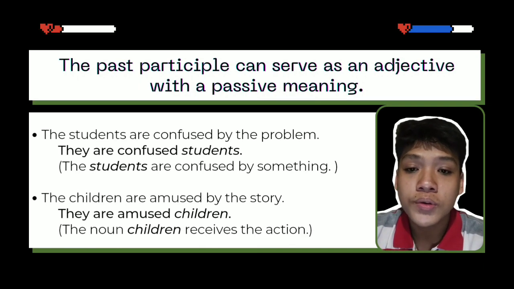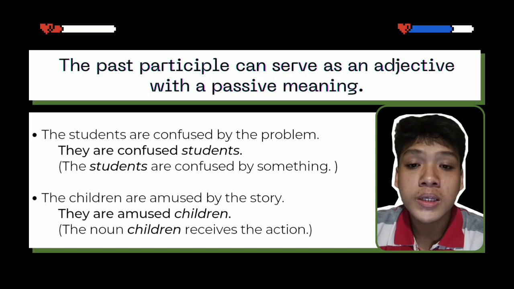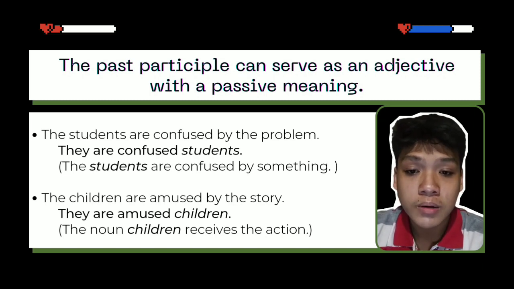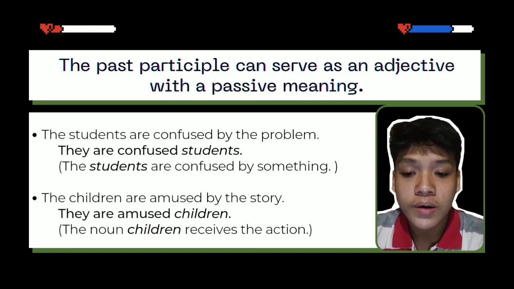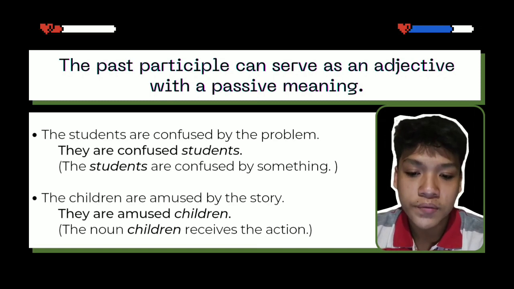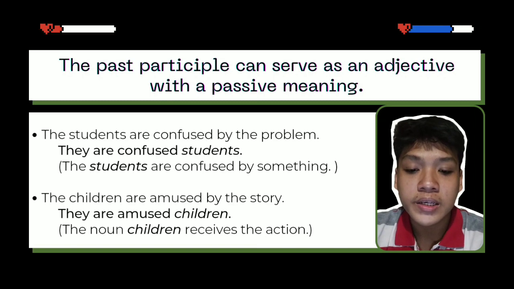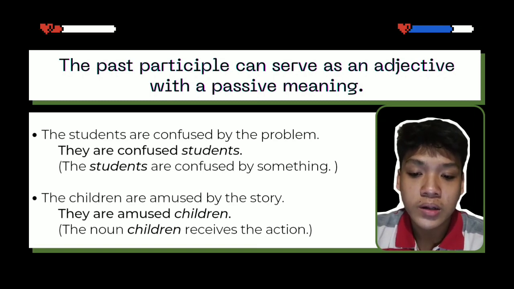Okay, we move to the next, the past participle. Jadi, past participle mempunyai rumus verb 3 plus noun. The past participle can serve as an adjective with a passive meaning. Adjective with ending ed used to describe feeling that the subject feels.